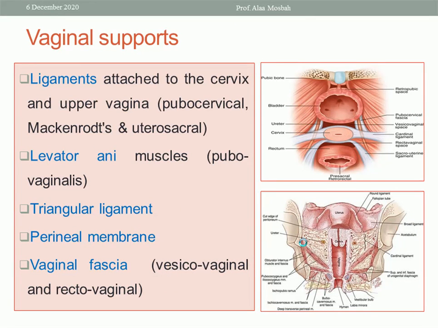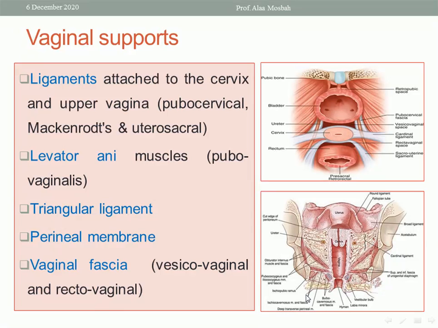Ligaments give support to the vagina, along with the muscles and the fascia. Ligaments like those supporting the cervix, such as the pubocervical, Mackenrodt, and uterosacral, can also support the upper part of the vagina or the vaginal wall. The levator ani muscle, specifically the pubovaginalis, gives support to the vagina, surrounding it. Also the triangular ligament, perineal membrane, and the vaginal fascia.